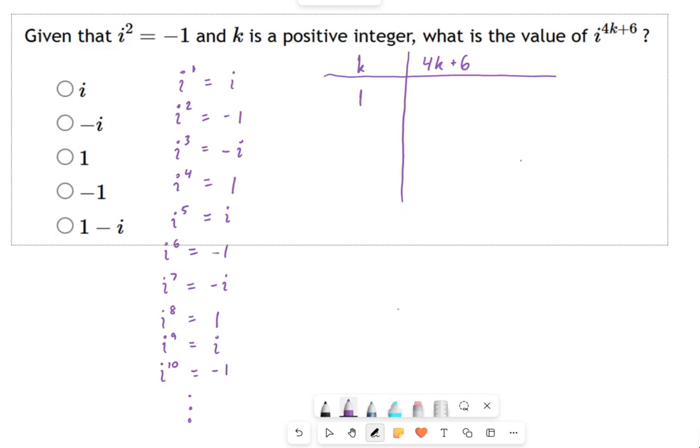Let's just pick a positive integer like 1. That's what I started with here. You can't get simpler than that. So if you say k equals 1, then 4k plus 6 is just going to be 4 times 1 plus 6, and that's 10. Okay, if you wanted to go complicated, you could. You could say 2 or 3 and so on, and you would get things like 14 or 18, right? It doesn't matter what you pick, so I just say go easy.